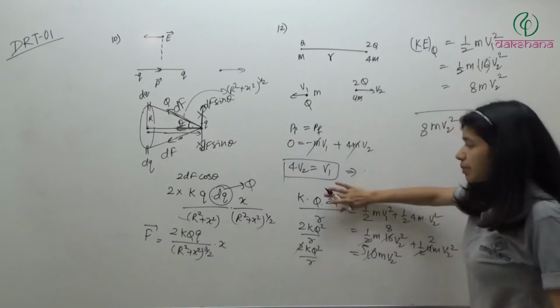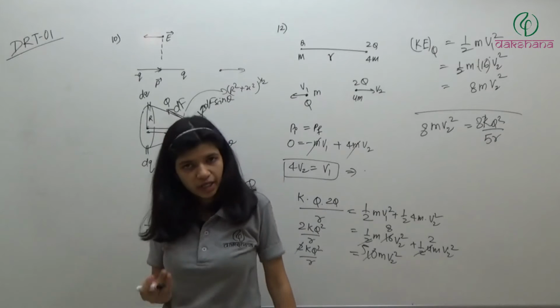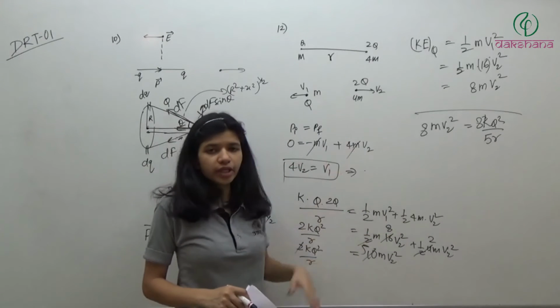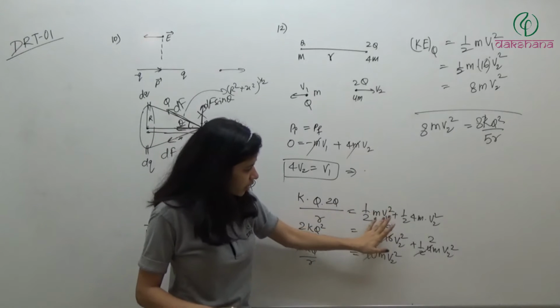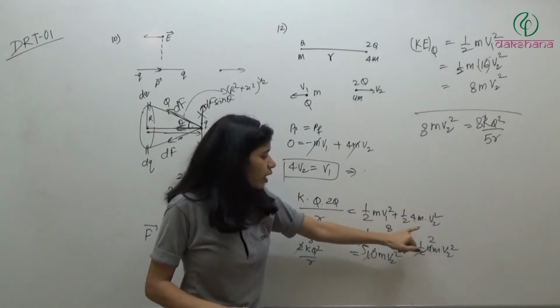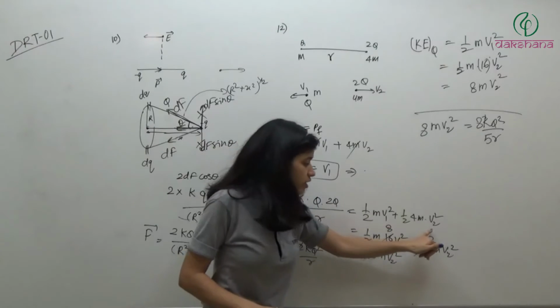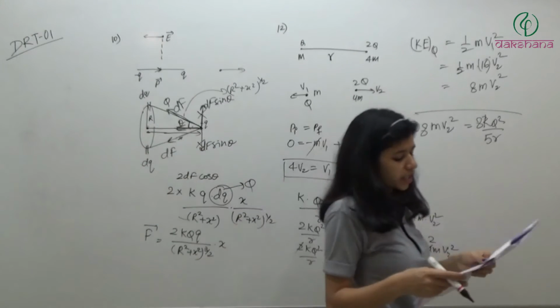So basically the concept is this: what do you have to apply? Energy conservation and momentum conservation. After that you can have different methods to find out the kinetic energy. You could have directly used this equation here, right? Instead of replacing v1, you could have replaced v2 with the help of v1. In that way you can find out the kinetic energy.